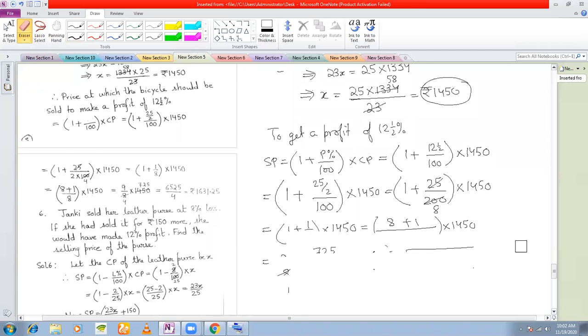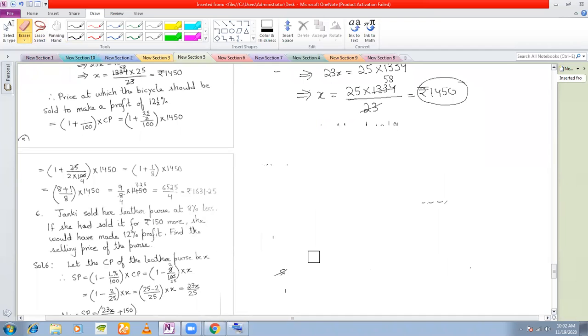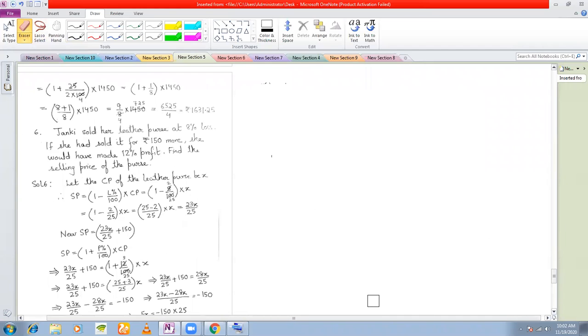See the next problem. The next problem here states: Janki sold a leather purse at 8% loss. If she had sold it for 150 more, she would have made a profit of 12%. Find the selling price of the purse.